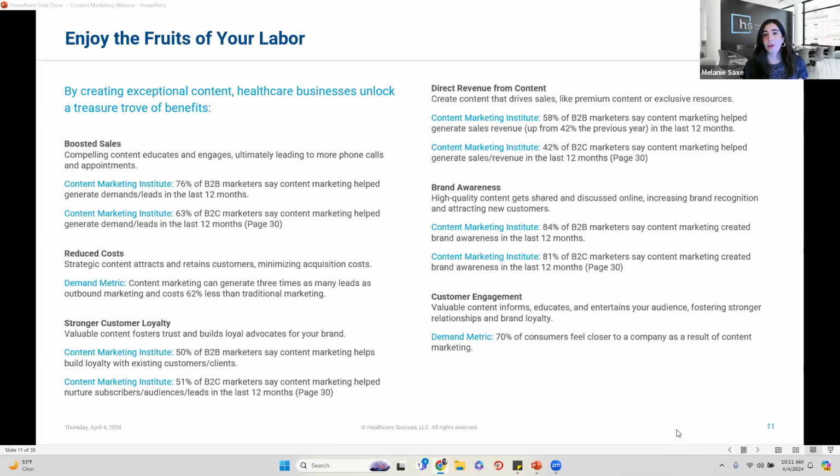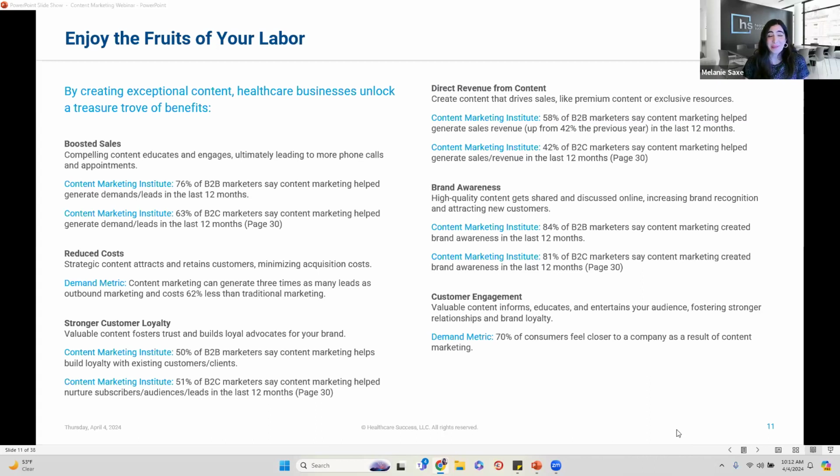So, moving on to direct revenue from content. 58% of B2B marketers say content marketing helped generate sales revenue in the last 12 months, up from 42% the previous year.